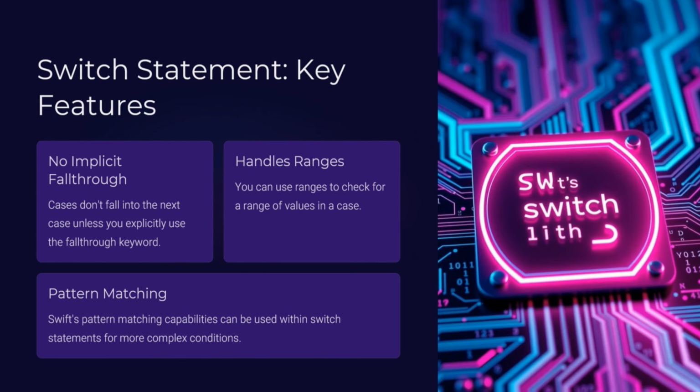For example, let score = 85. Switch score, case 90...100, print "Excellent." Case 80..<90, print "Great." Default, print "Keep going."